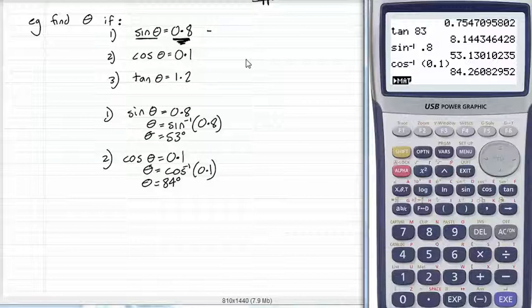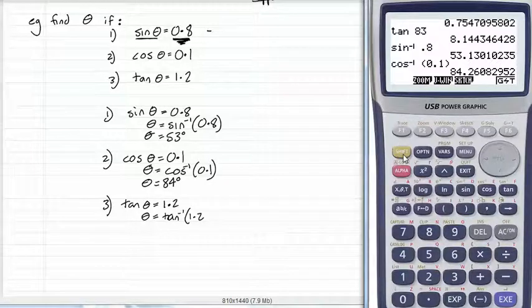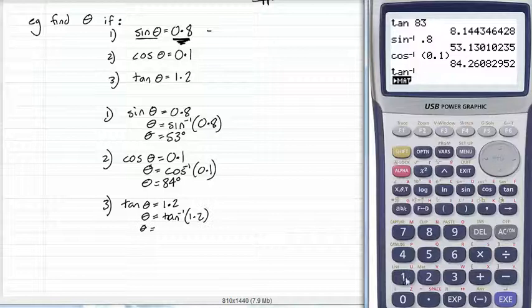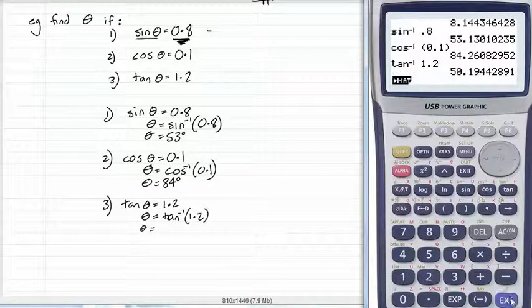So the last one, tan of the angle is 1.2. The angle is inverse tan of 1.2. The angle, inverse tan 1.2 equals 50 degrees. Again, I don't need to round. So it's quite a simple sort of question.